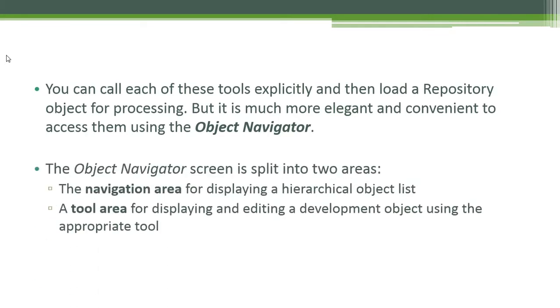The Object Navigator screen is split into two areas: the navigation area for displaying a hierarchical object list, and a tool area for displaying and editing a development object using the appropriate tool. Let's take a look at the SAP screens for the Object Navigator.